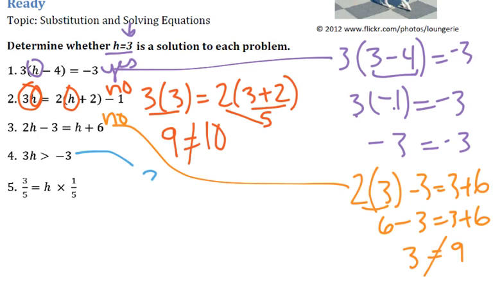Okay, now we got an inequality, but we treat it the same way. Put the 3 in there. 3 times 3 is 9. Is 9 greater than negative 3? Yes, it is. So this would be a solution.